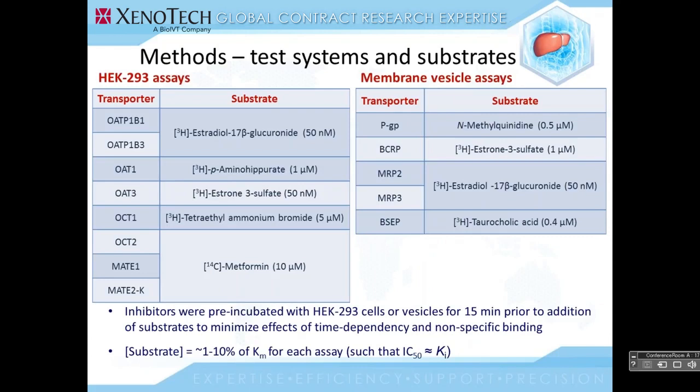Finally, for PGP, we had cold NMQ, or N-methylquinidine, which we utilized our analytical department here at Sekisui Xenotech for those samples. All inhibitors were pre-incubated with our HEK293 cells, or the vesicles, for 15 minutes prior to the addition of our substrates. We were trying to minimize the effects of time-dependent inhibition as well as non-specific binding of the compounds. We used a substrate concentration of between 1 and 10% of the Km for each assay, and this was so that our IC50 approximately equaled our Ki.